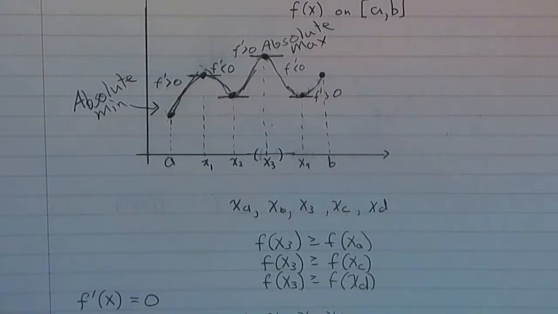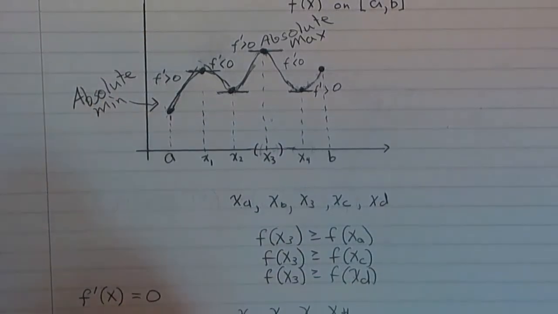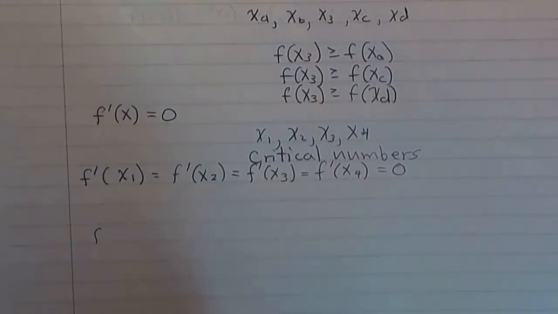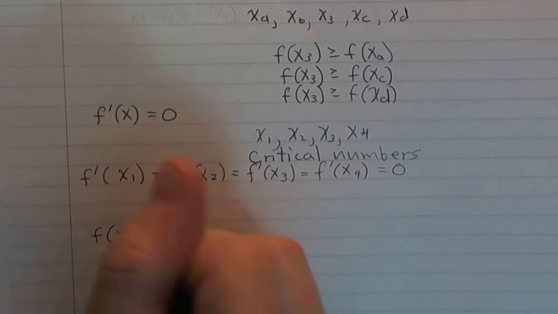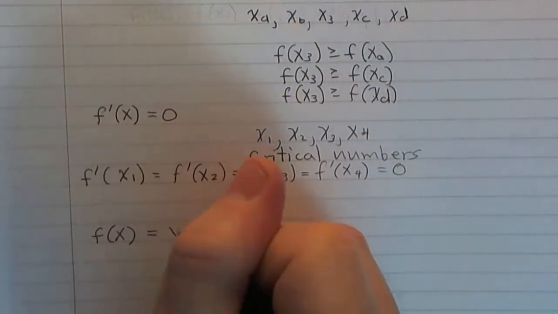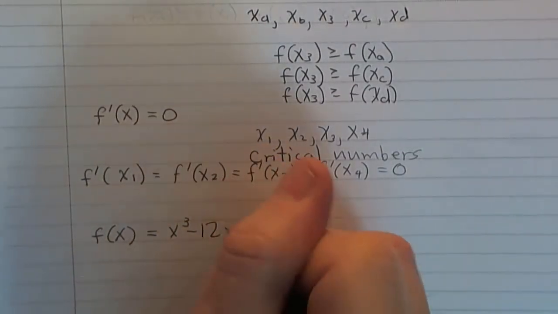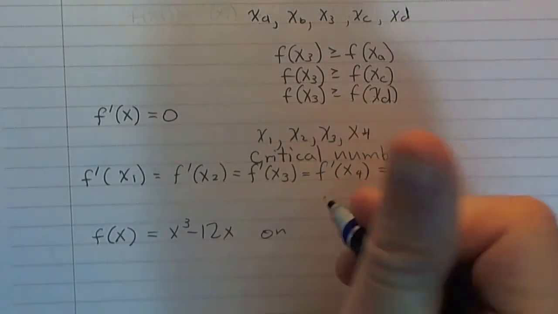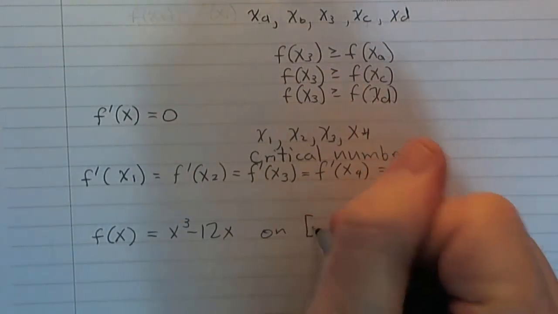So let's take a look at an example here. Let's suppose that we have f of x equals x cubed minus 12x on the interval negative 3, 5.